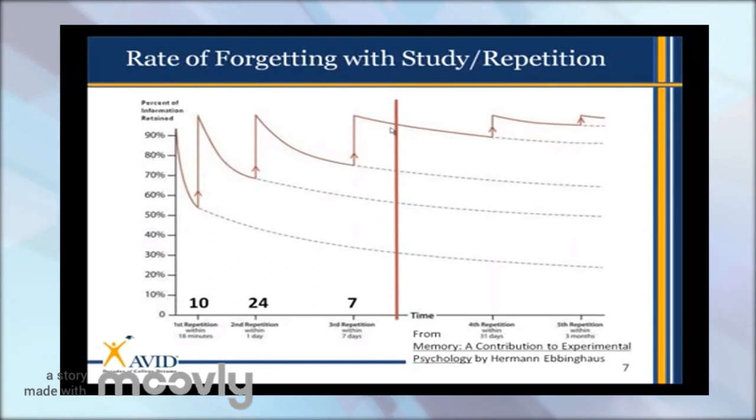In AVID, we call this the 10-24-7 strategy, which means that within 10 minutes to 20 minutes of our initial interaction with information, we're going to get our first repetition. And as that information starts to fade away in our head, we're going to get our second repetition within about 24 hours, and then our third repetition within 7 days. So that when that test or assessment comes along, I'm ready to go. I know I have enough information to be able to get an A on that test.